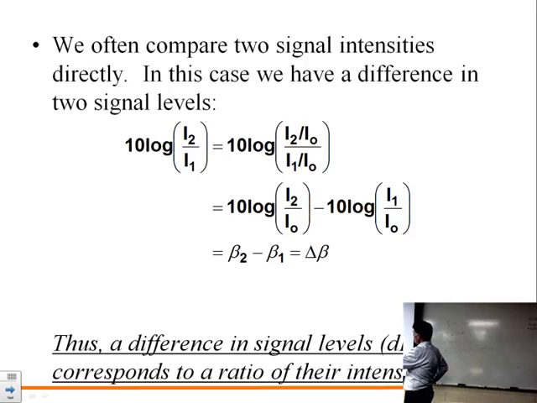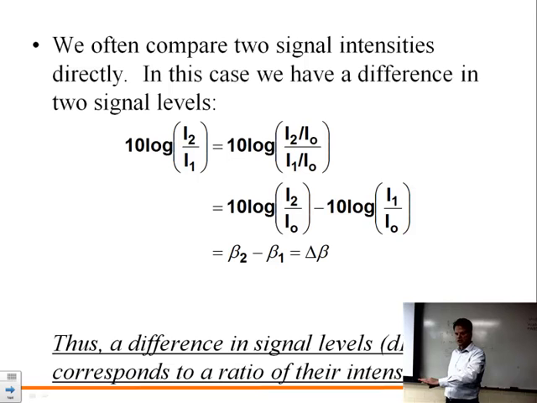To see why that's true, if I start with the ratio, I can divide both the numerator and denominator by the reference intensity. Doesn't change anything. Now I apply the quotient rule to this, and distribute through by multiplying by 10. I get 10 times the log of I2 over I naught minus 10 times the log of I1 over I naught. These are now expressed as ratios using the reference intensity I naught. So this gives you beta of I2 minus beta of I1, the difference.